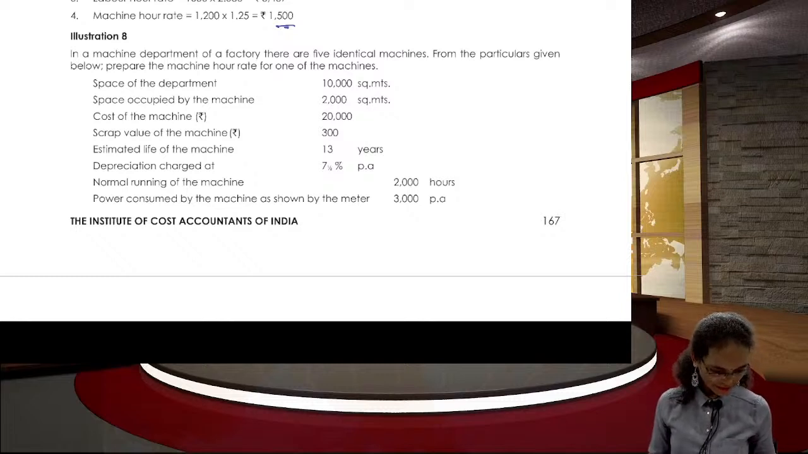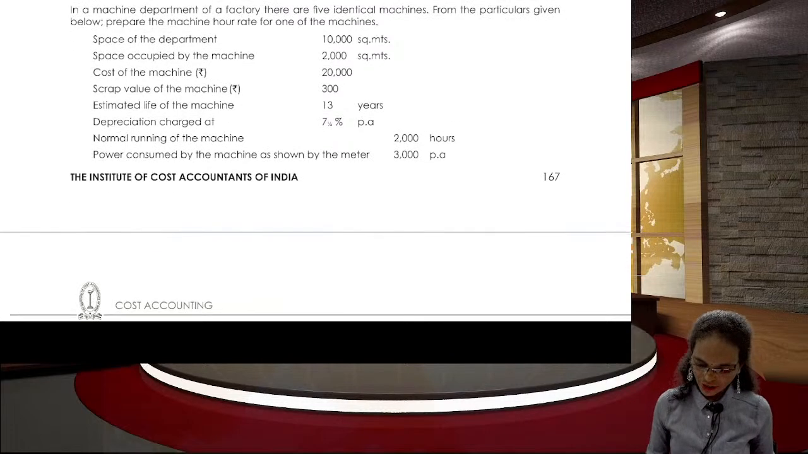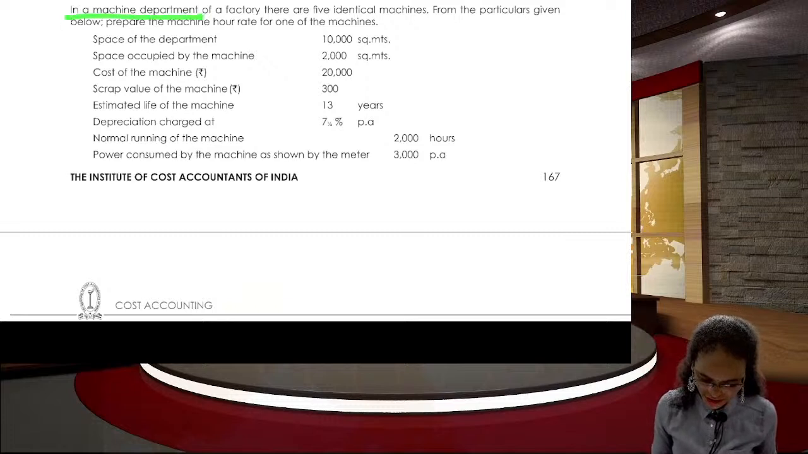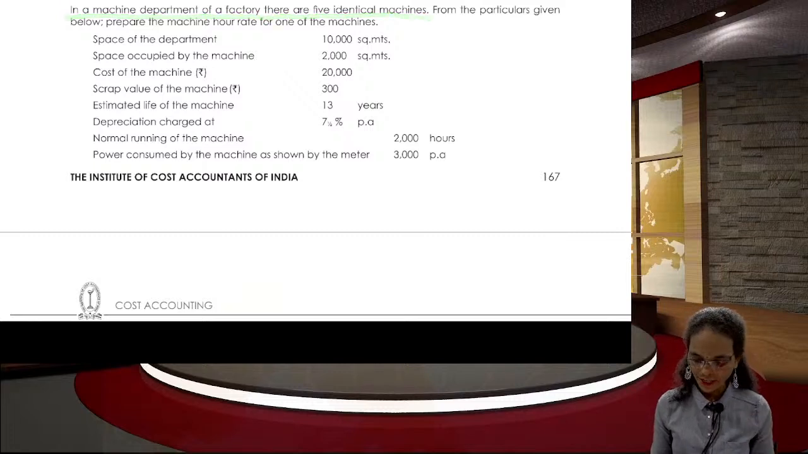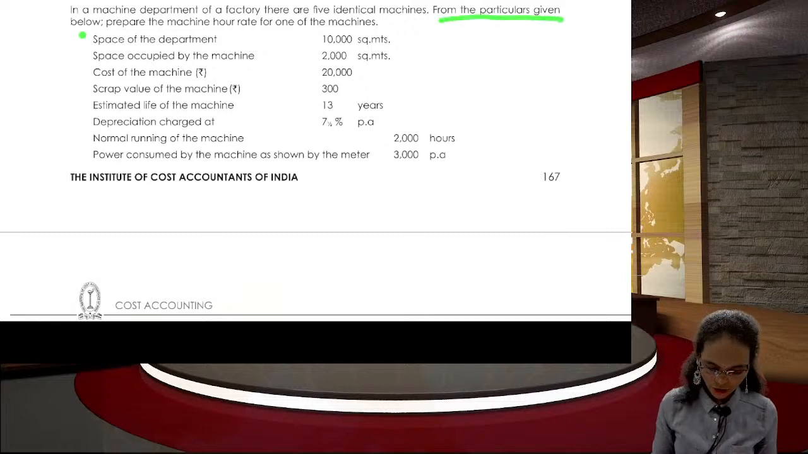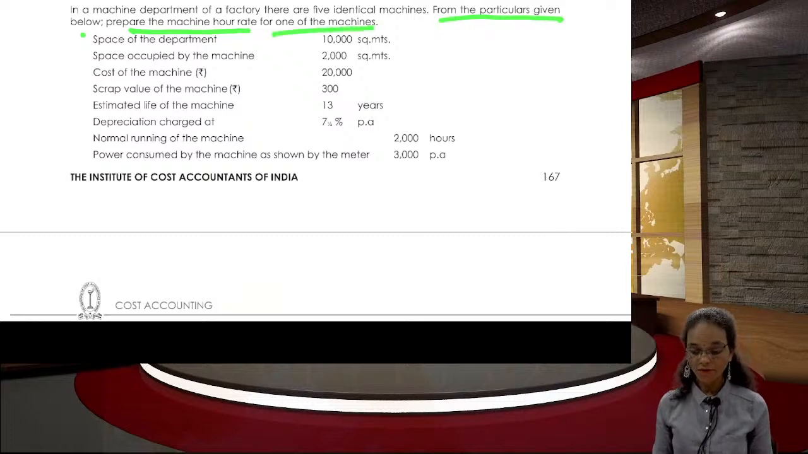Right, guys, we'll go to the next problem. The next problem is: a machine department of a factory has 5 identical machines. From the particulars given below, prepare the machine hour rate for one of the machines.